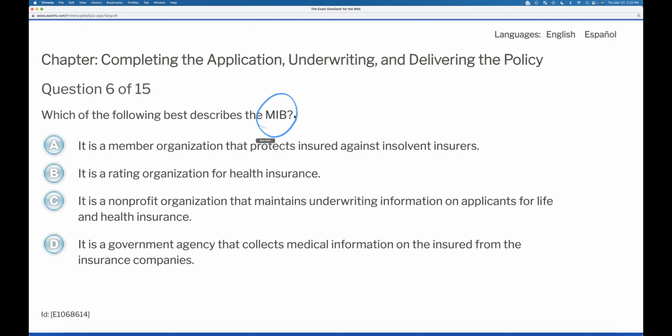Which of the following best describes the MIB? What is the MIB? It's D, the Medical Information Bureau. Medical information on the insured from the insurance companies. It's a government agency. It's not Will Smith and Men in Black. No, it's not Men in Black. It is a member.